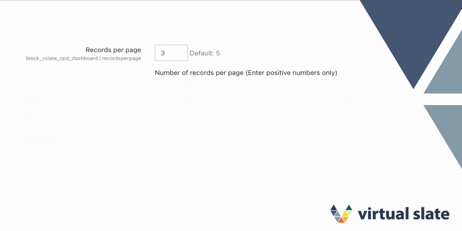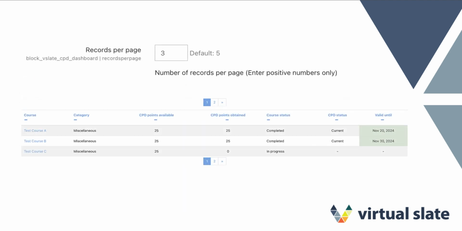The final setting, labeled Records per Page, allows you to determine the number of records that are displayed in the block table per page. To improve load times, we recommend sticking with the default setting of 5.